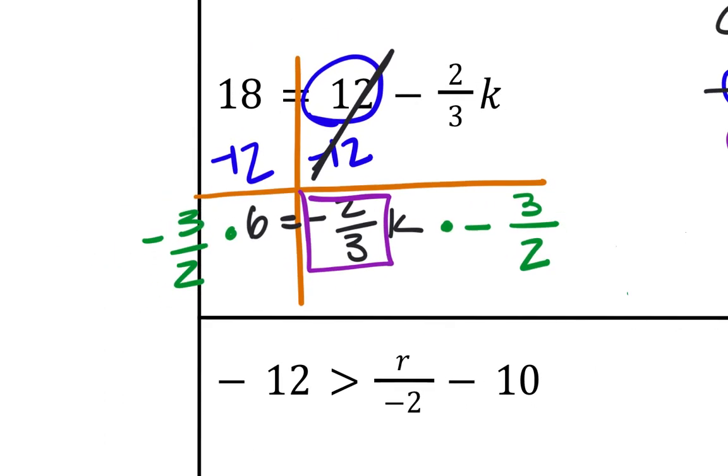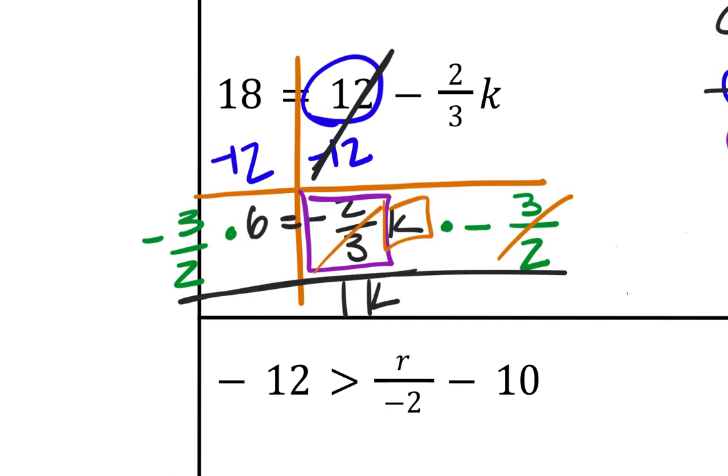Oops. So these two guys are going to cancel each other out, and we still have a positive 1k. Then you can use a calculator, but I'm just going to show you by hand. I put 6 over 1 to make it a fraction. Negative 3 times 6 is negative 18. 2 times 1 is 2. Fraction bars are division. Negative 18 divided by 2 is negative 9.